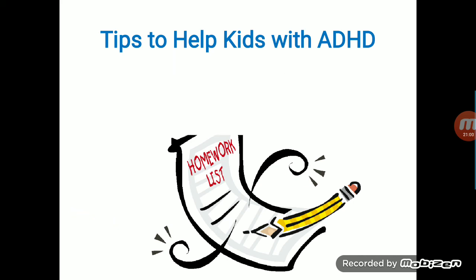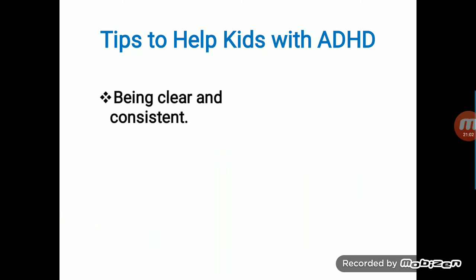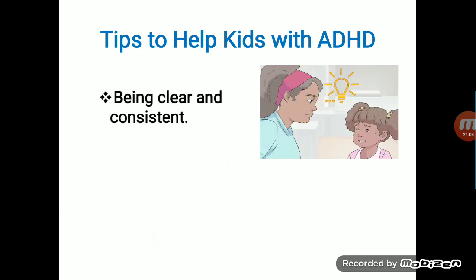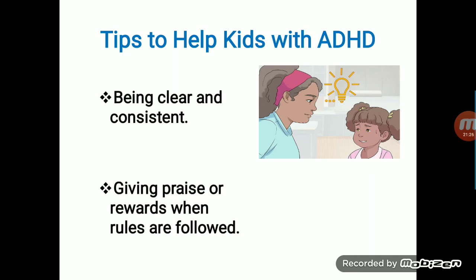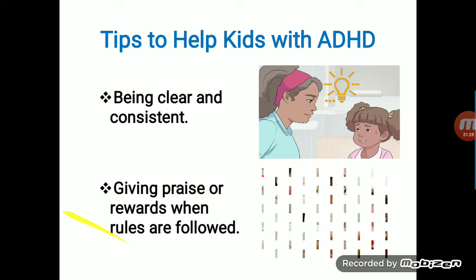and given to the child. And also you have to be very clear and consistent in whatever you are talking to the child, because the child may lose his or her attention in between, right? And the child may not be able to follow your instruction, since the child gets easily distracted. So you should be very clear and consistent in whatever you communicate with the child. And also giving praise or reward when rules are followed.